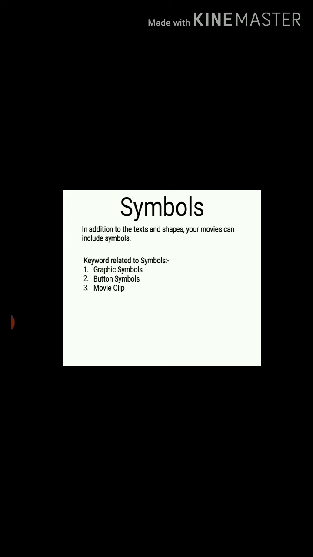A graphic symbol is used for creating a static image. A button symbol is used to create interactive buttons that can have rollover effects and animation applied to them. A movie clip is used to create a reusable piece of animation. Movie clips have their own timeline that is independent of the main timeline.